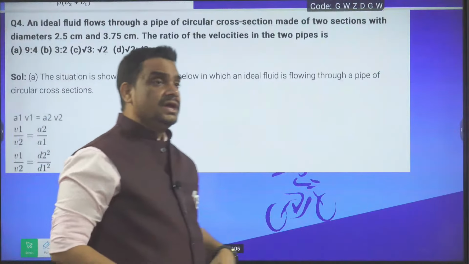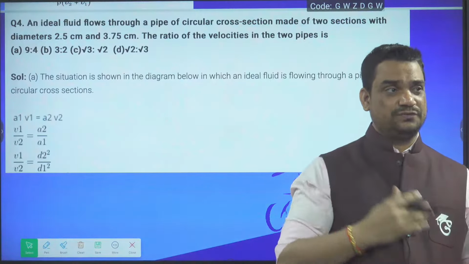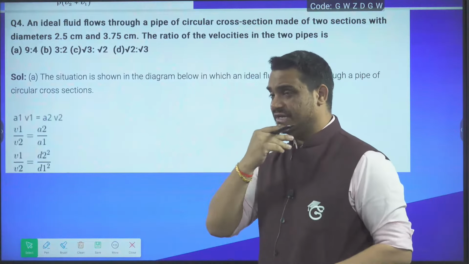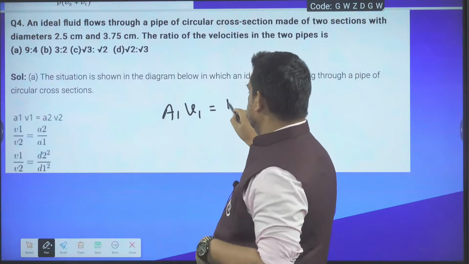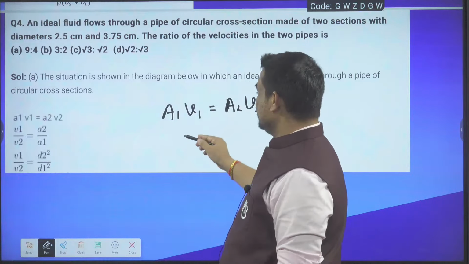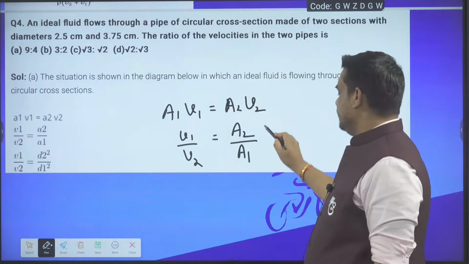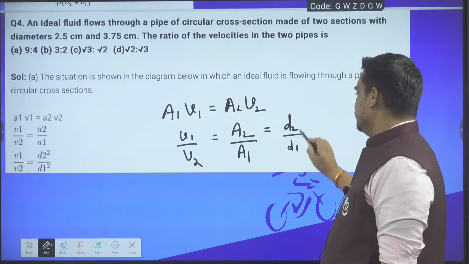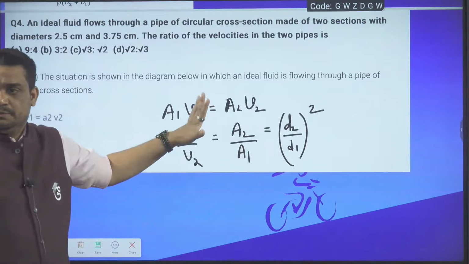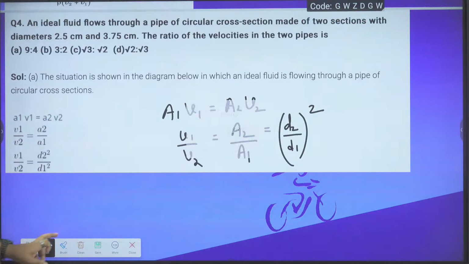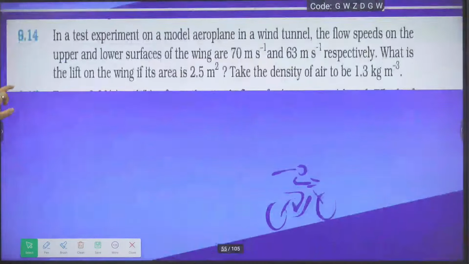Then comes this question: a fluid flows through a pipe of cross section, diameters given as 2.5 and 3.75, ratio of velocity. Here again we have to use the same relation, A1 V1 equal to A2 V2. So we can say V1 by V2 becomes A2 by A1, which here becomes D2 by D1 whole square. Clear? Possible? Solution also given. Easy question. Then we have the next one.